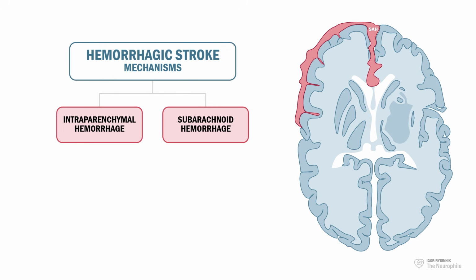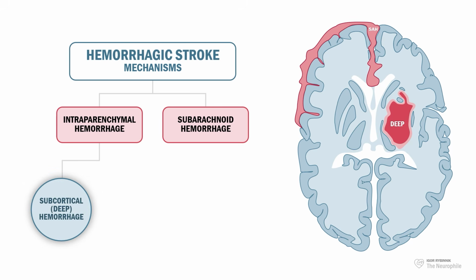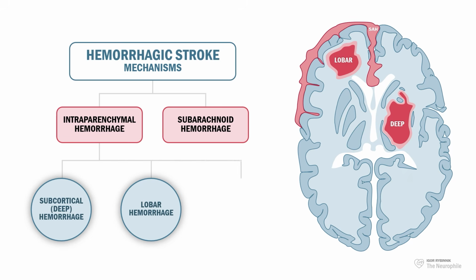Intraparenchymal hemorrhage happens inside of the brain. Primary intraparenchymal hemorrhage can either be subcortical or deep, within the basal ganglia, or lobar, within the lobe of a brain. Intraparenchymal hemorrhage can also result from hemorrhagic transformation of an ischemic stroke, essentially oozing of blood into a necrotic area of the brain that was damaged by ischemia.